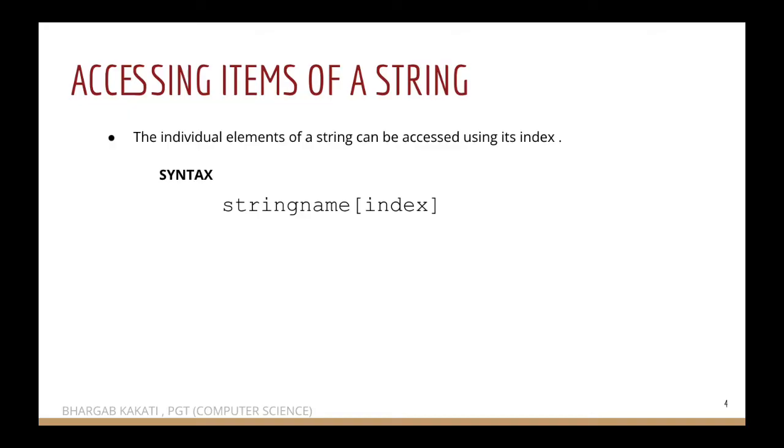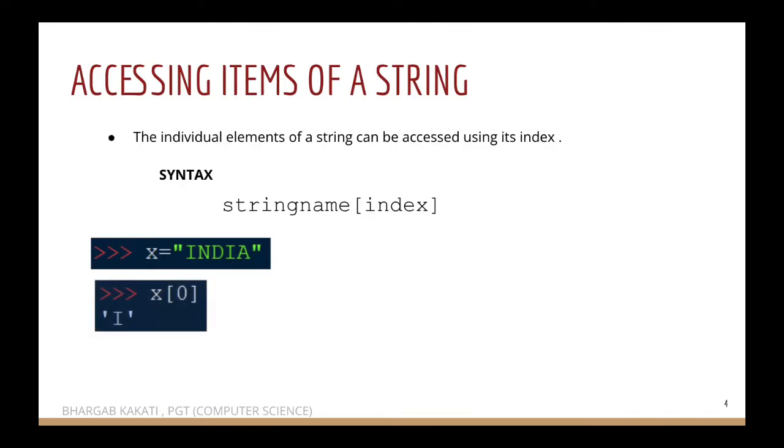It can be accessed via the following syntax. We need to specify the name of the string followed by the index within the square bracket. For example, if the string is India, if I have to access the element at the index 0, which is I, I need to write x and within bracket I need to specify 0. Then what will be returned? The element that is in the index 0 will be returned and it will be shown in the output.